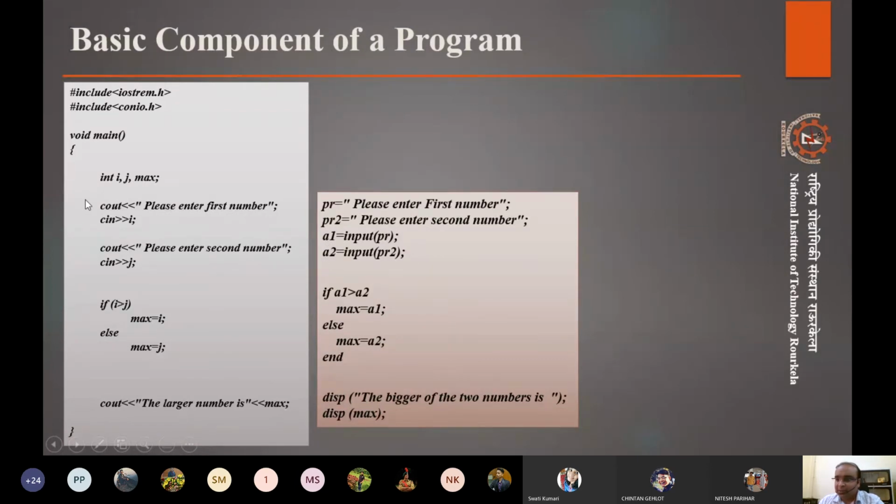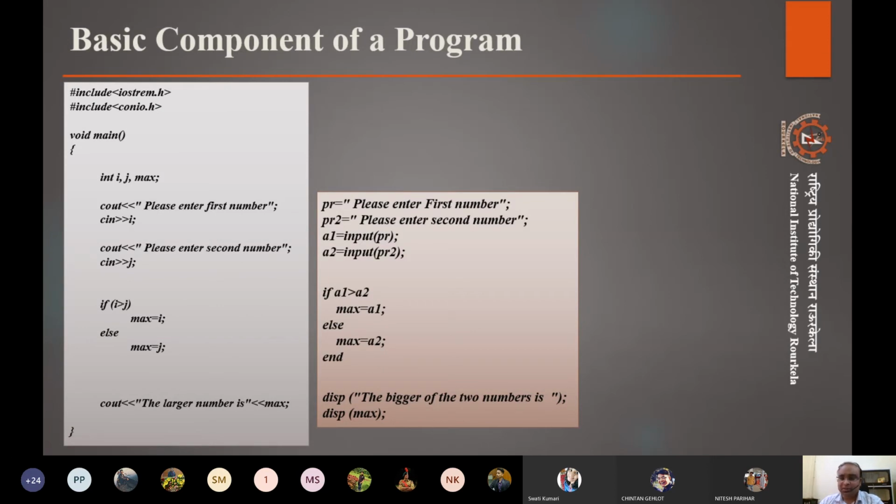In C++, a similar thing is going on, but they have to use different things for printing and different things for inputting. So cout is an output statement in C++. Cin is the input statement in C++. Cout basically gives what we want to put on the screen, on the terminal, what we want to print simply on the screen.